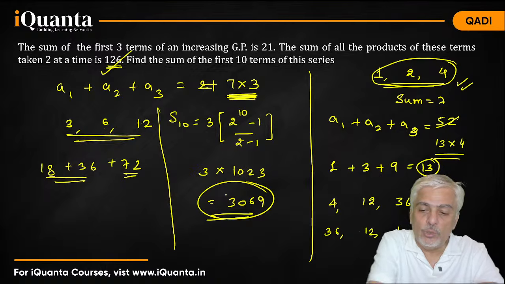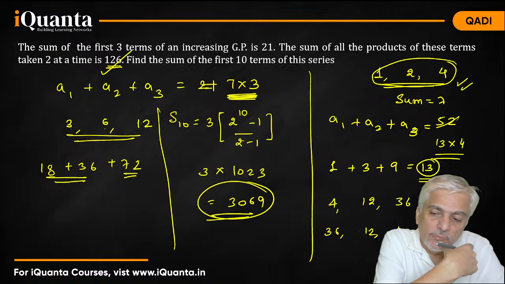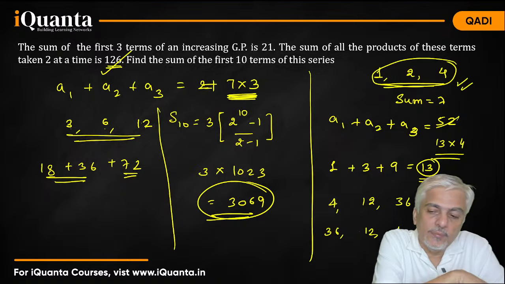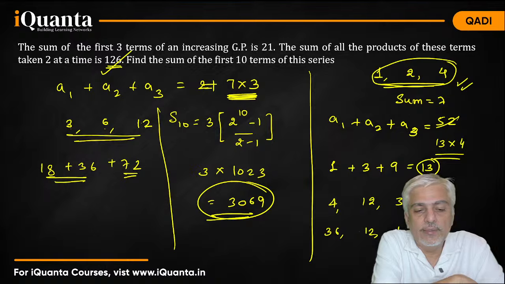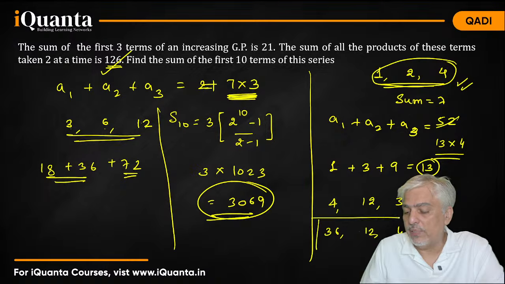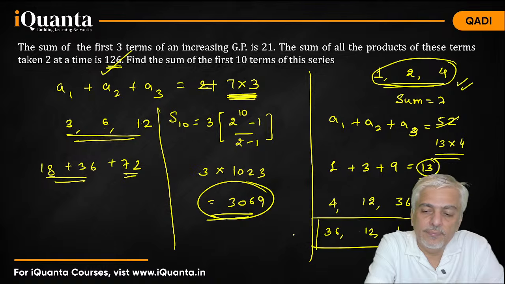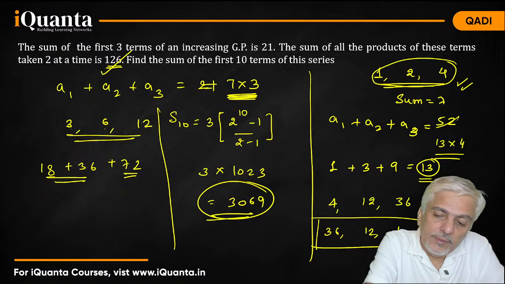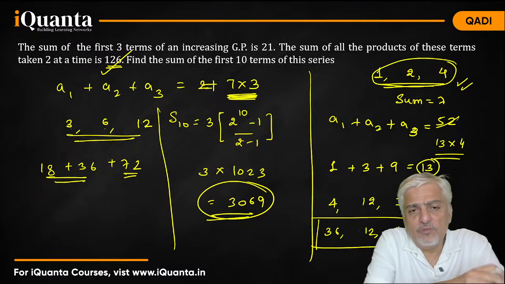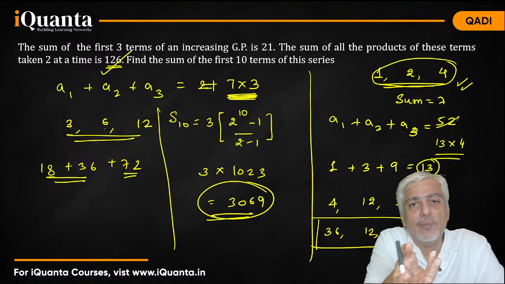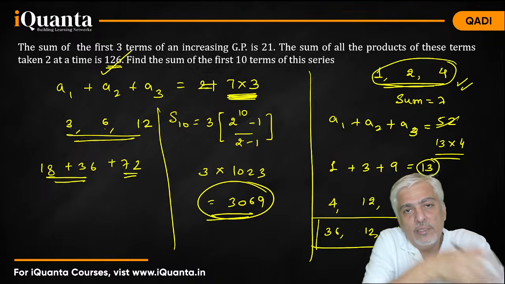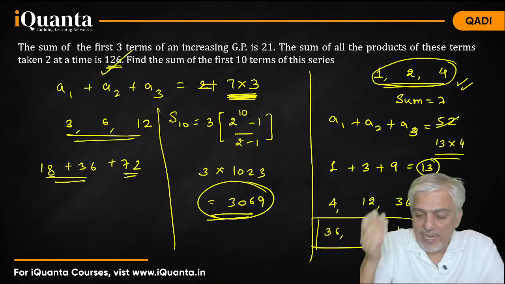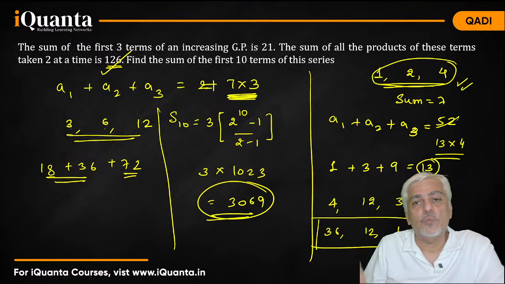How many people were able to do this? How many people thought of this method? In that question also, you just had to do this much and you would have got the answer. Anybody had thought of this method? No, it will work for more terms also, but if you do 3 terms, memorize that when it is 7, it is 1, 2, 4, and when it is 13, it is 1, 3, 9. Logically, 7 and 13 are also prime numbers, so it works much easier.